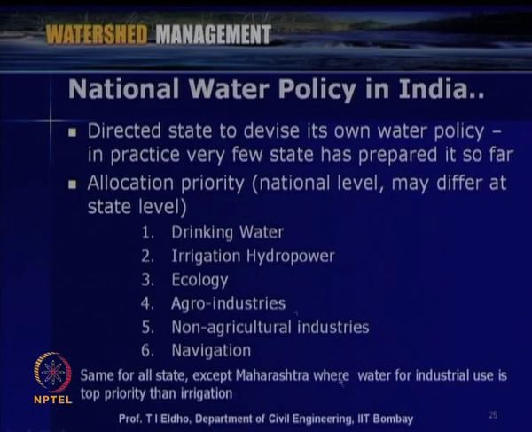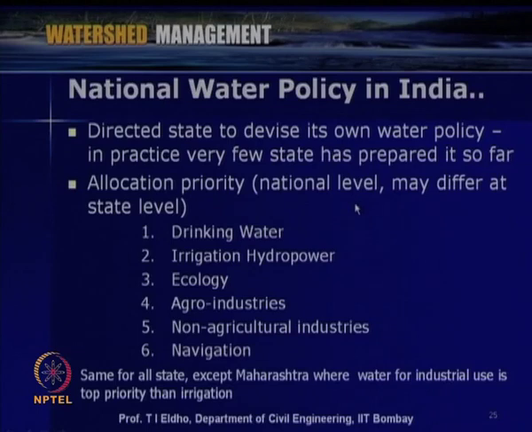As we discussed, various states have developed these policies. In the national water policy, the allocation priorities were listed at the national level. First priority should be drinking water, then irrigation, hydropower, then ecology, then agro industries, then non-agriculture industries, then navigation, etcetera.